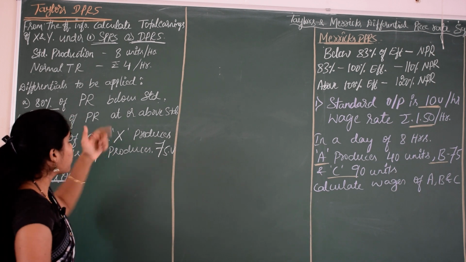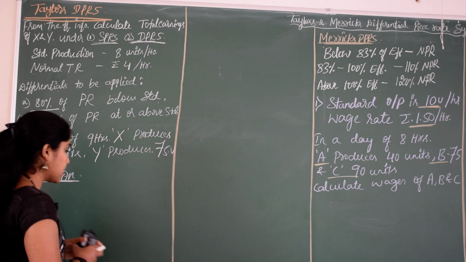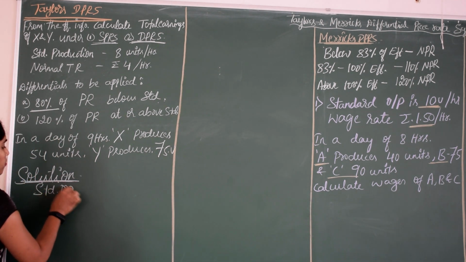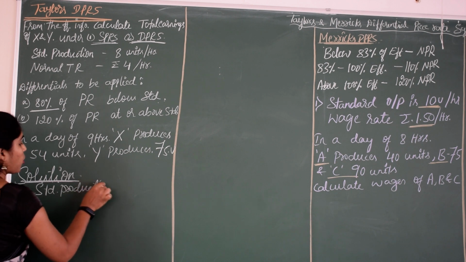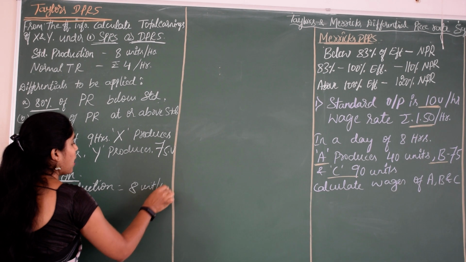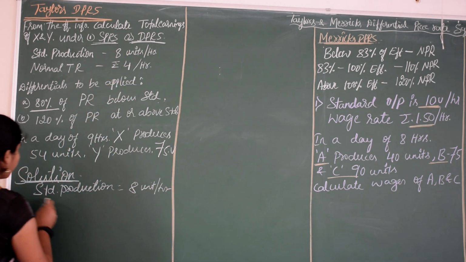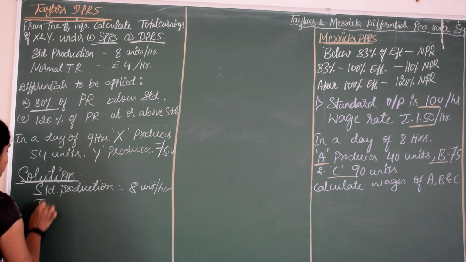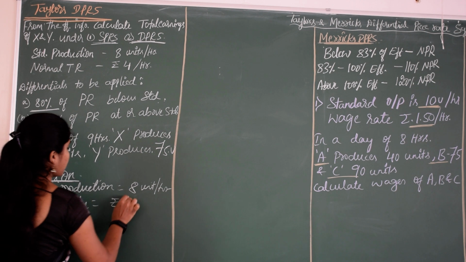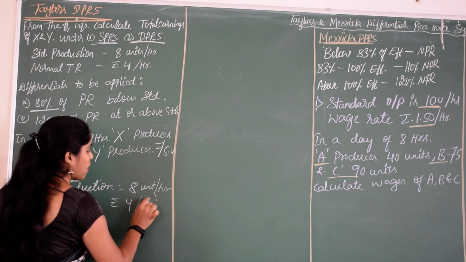So first we need to calculate the piece rate per unit. For calculation of per unit, they have given sufficient information. So let us take this information. See standard production, they have given 8 units per hour. Now then they have given time rate, rupees 4 per hour. So 4 per hour is the unit.